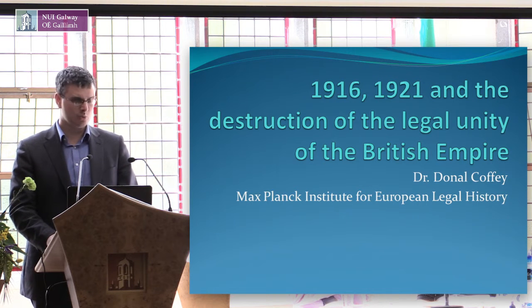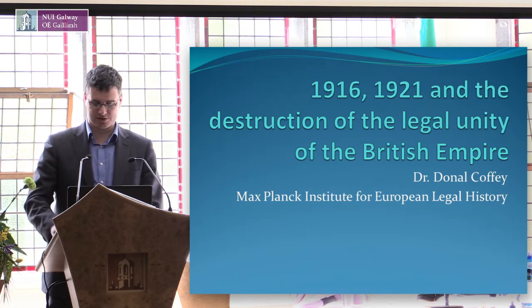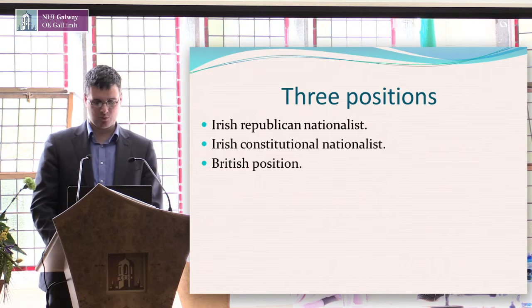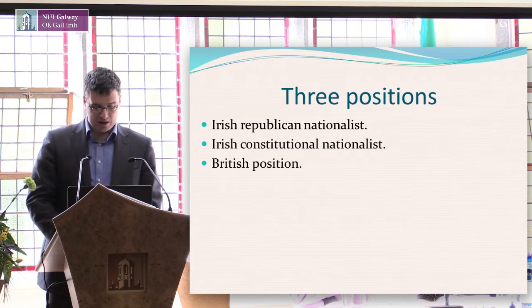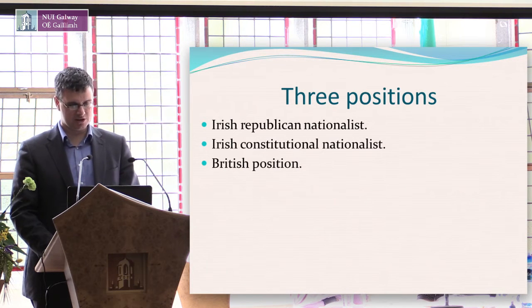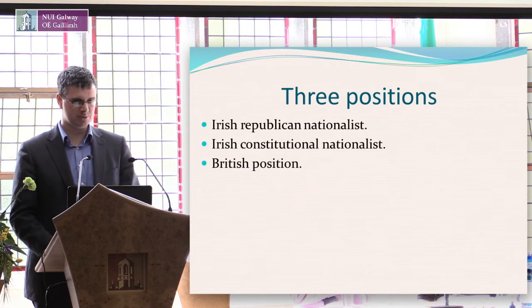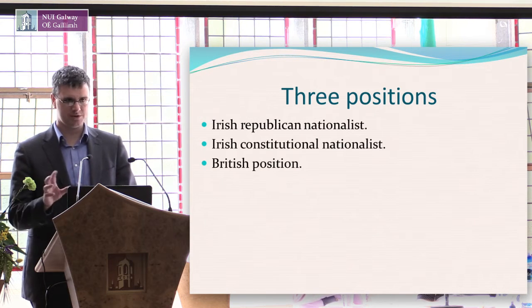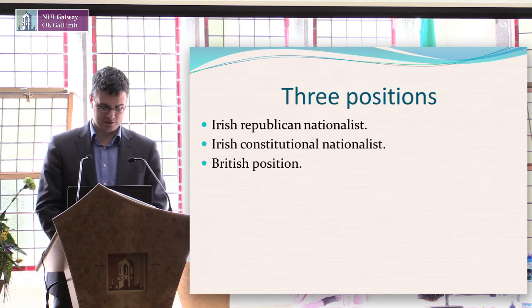So let's start with what's possible in 1916, and I'm going to cover a little bit of ground that Tom has already covered, so excuse me on that, but I'll do it just so that we're all clear on what I'm talking about. So what are the three major positions that exist in 1916 for the purposes of this talk? We've got an Irish Republican nationalist position, an Irish constitutional nationalist position, and a British position. And I'm including, for the sake of argument and simplicity, the unionist position within that. It oversimplifies to a certain extent, but it's not really relevant for the purpose of this talk.